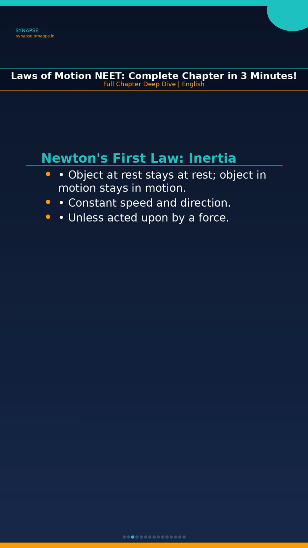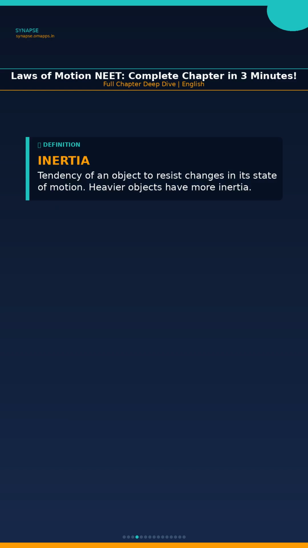Let's start with Newton's first law, also known as the law of inertia. This law states that an object at rest stays at rest, and an object in motion stays in motion with the same speed and direction unless acted upon by a force. Think of a ball rolling on a perfectly smooth surface. It would keep rolling forever if there were no friction.